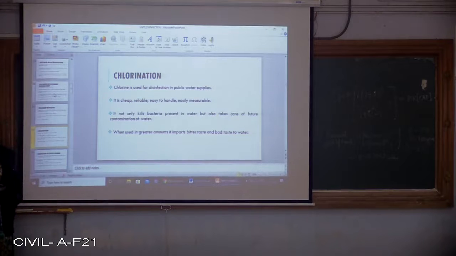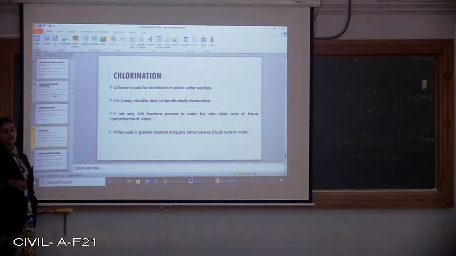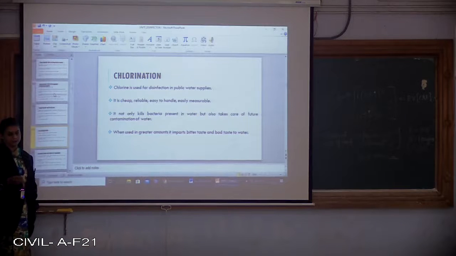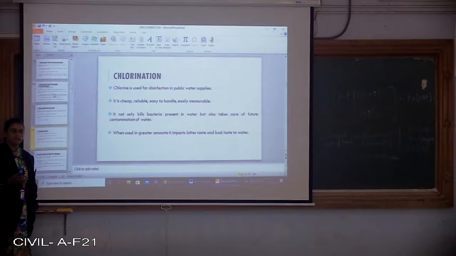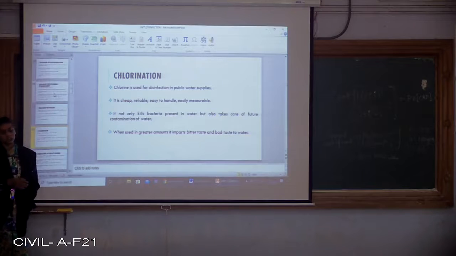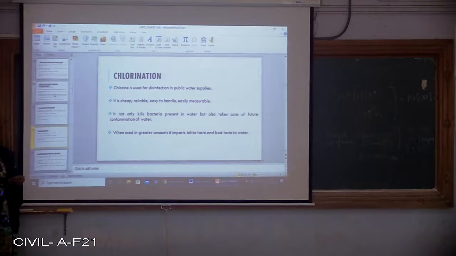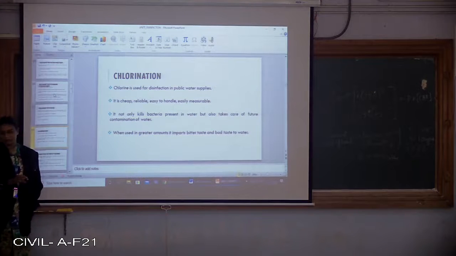When used in greater amount, it imparts a bitter and bad taste to water. We normally experience this in our houses during the rainy season. Whenever there is heavy rain, the municipality or corporation people add chlorine in larger quantity. At that time, when the water is supplied to the public and we consume it, we can see that there is some bitter taste or bad odor of chlorine present in the water.